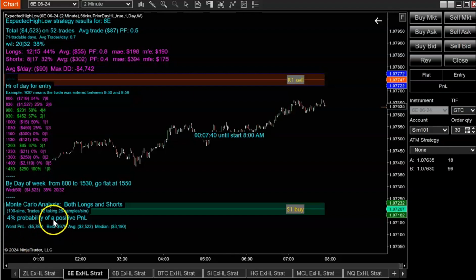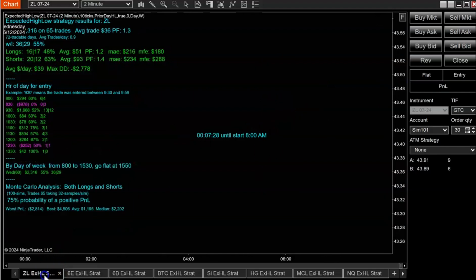4% probability of getting a positive P&L. So this is definitely a counter. This is not a reversion trade here on the 6E on Wednesdays.